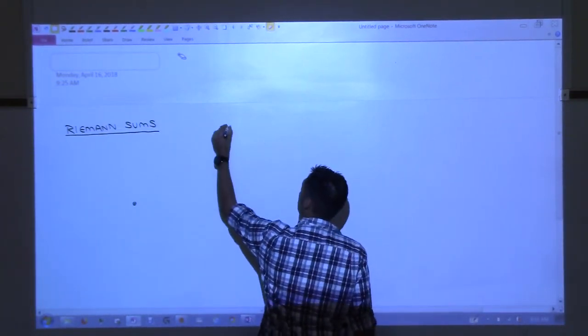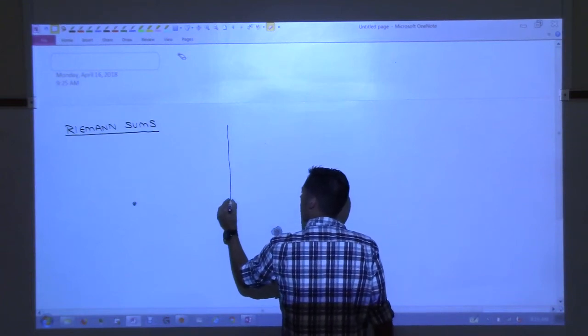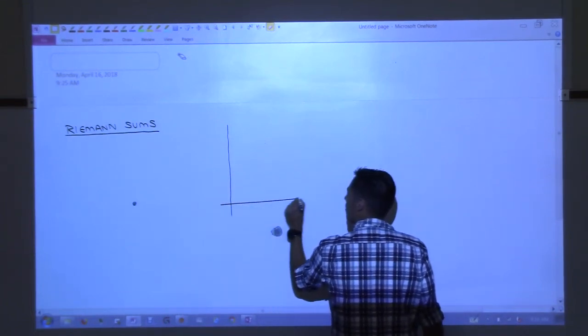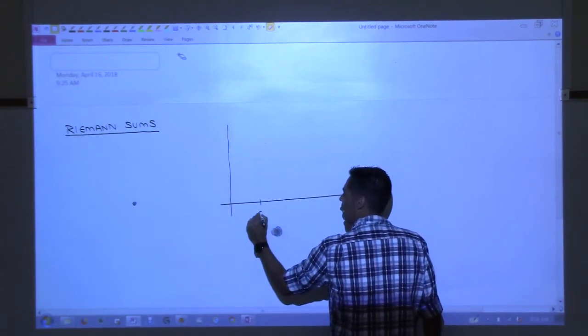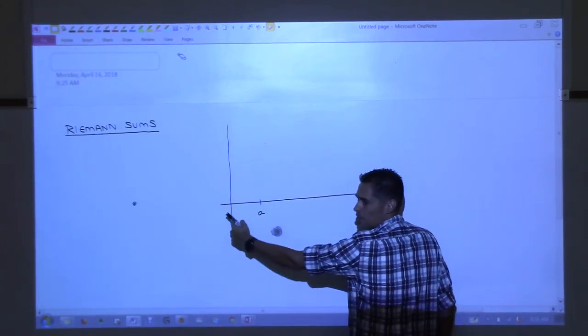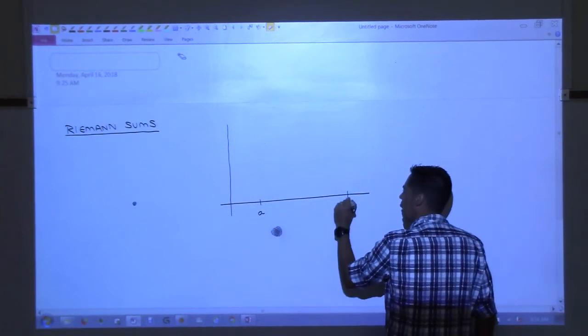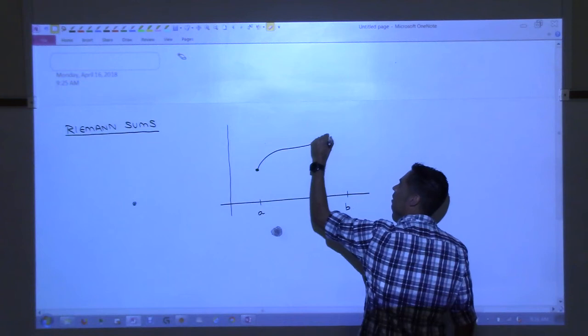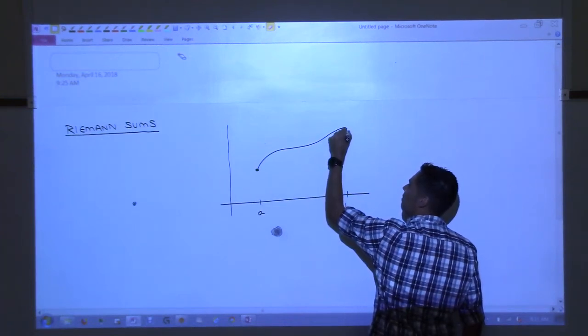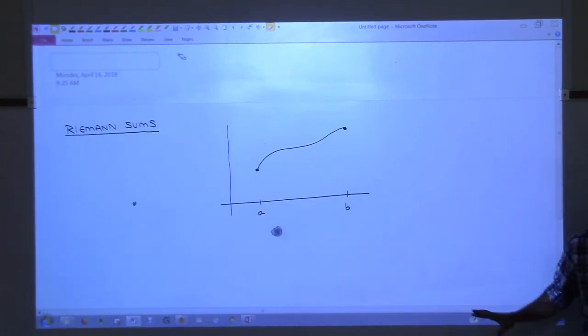We'll start out with a picture. And this is going to be a pretty detailed picture. All right? I have a function. I'm going to start it at a. Notice I'm not starting at 0. I'm just going to start at some arbitrary value a. I'm going to end at some arbitrary value b. And I'm going to throw some function up here that goes from a to b. And we're trying to find the area underneath that curve. All right? That's the goal.